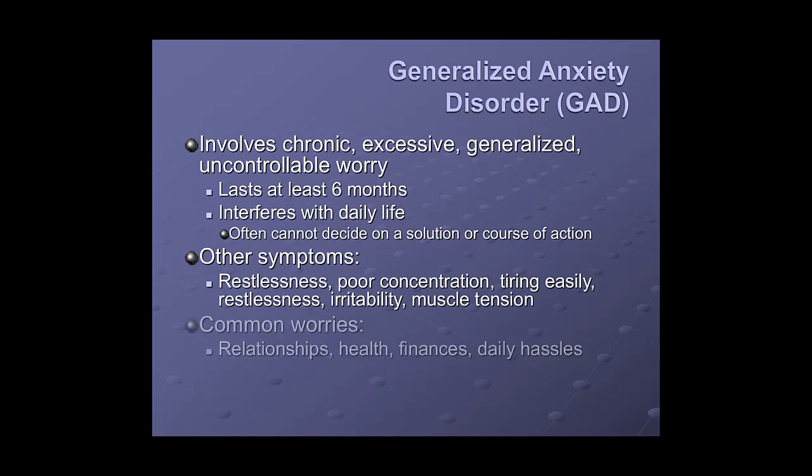They worry about everything, and there's no one specific thing that causes their worry, but they're worried about everything generally, things like relationships and health and finances, daily hassles. All these things kind of accumulate and create GAD. We see this sort of behavior generally in adolescence. It begins in adolescence, and then it progresses as that individual grows into adulthood.